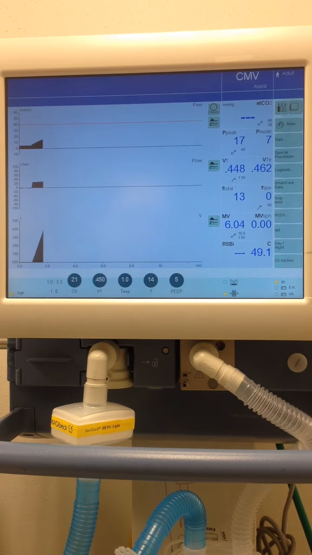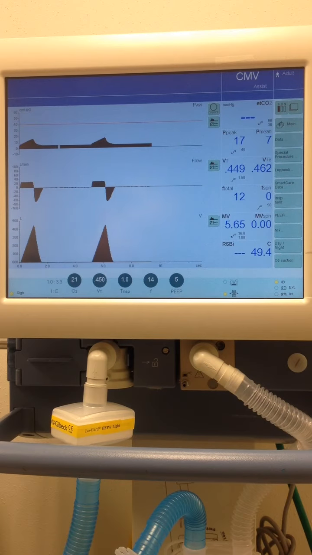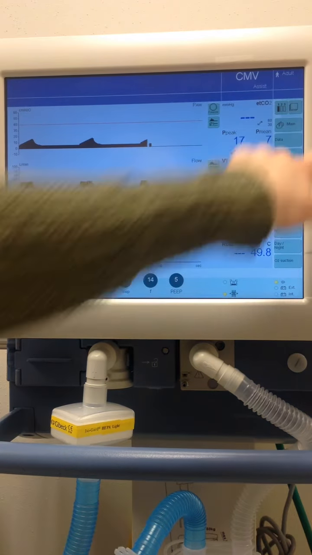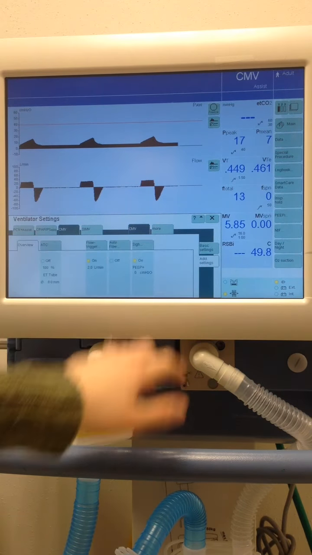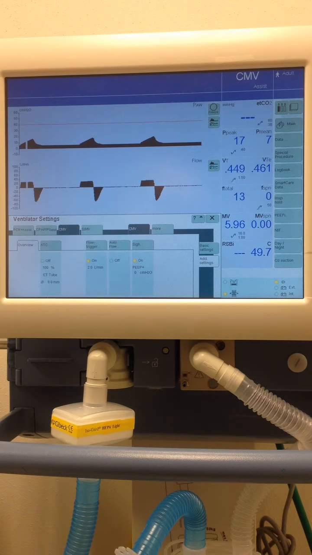Let's go ahead and talk again about that autoflow. So autoflow is the same as auto mode on the Servo or VSync on the Avea, and it works exactly the same. So when we go into auto mode, we can go up to our ventilator settings, click on additional settings, and we can just turn our autoflow on that way.